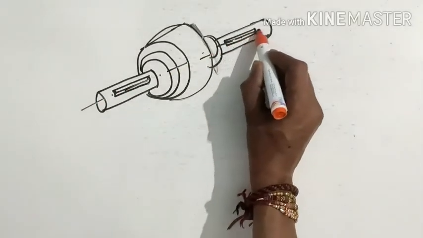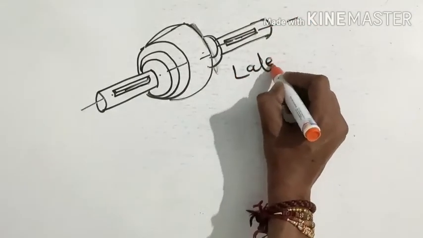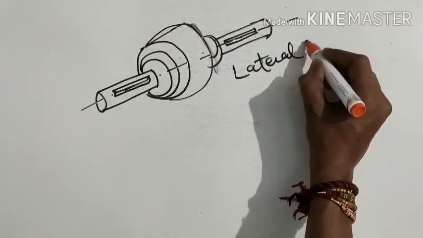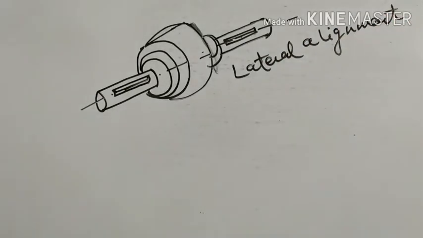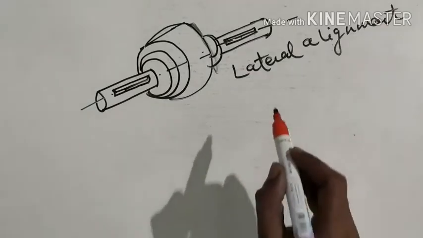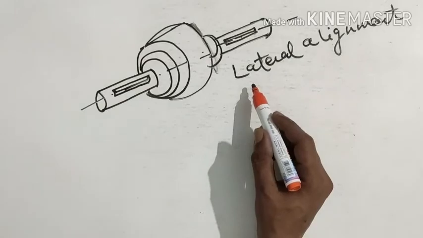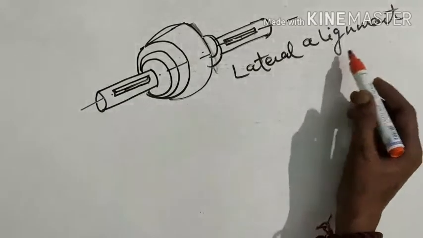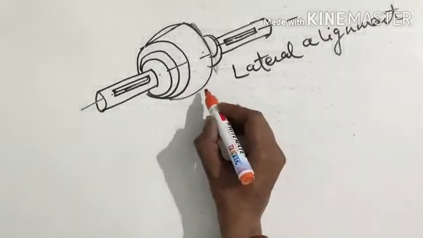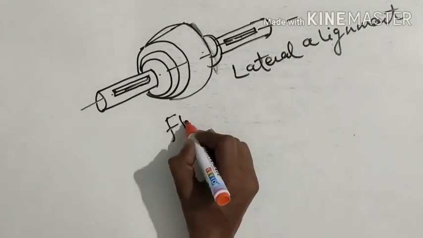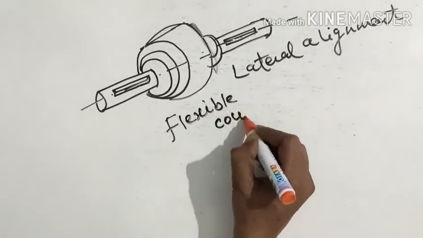the center lines of both the shafts are not aligned. That is some kind of lateral alignment. It faces some kind of lateral misalignment. This kind of misalignment can also be joined by using a coupling. So I think this can be said to be a flexible coupling.